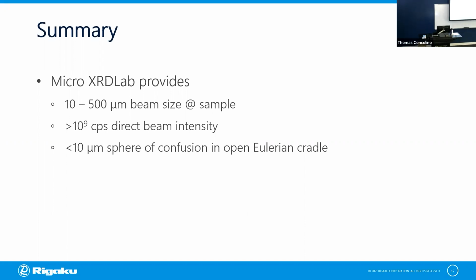You chose to use a microfocus rotating anode. What are the pros and cons of doing that versus using a liquid metal jet microfocus source? Yeah, thank you, Professor.